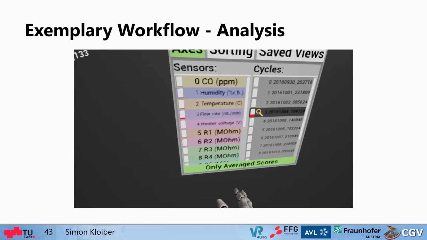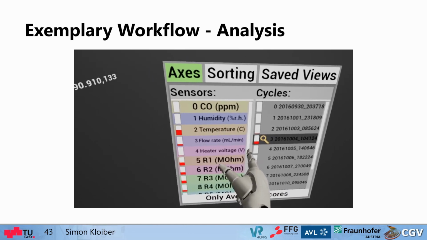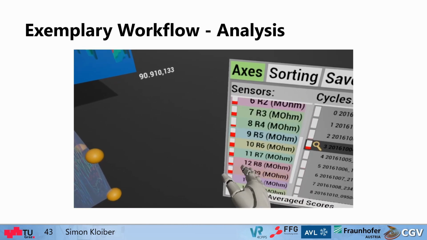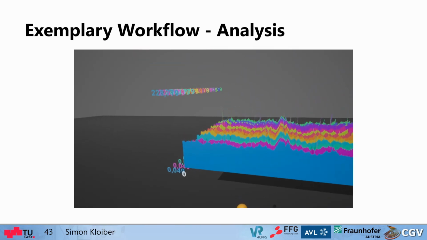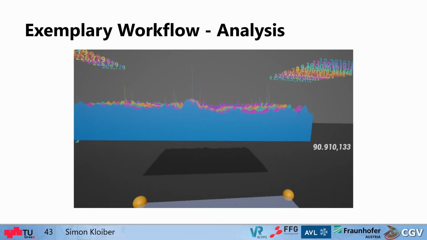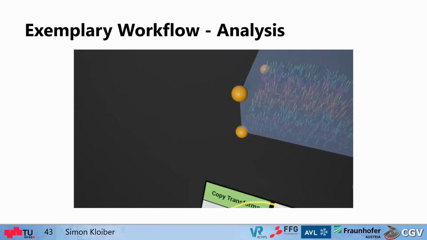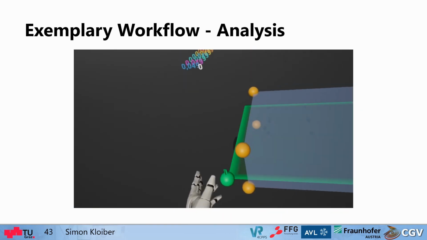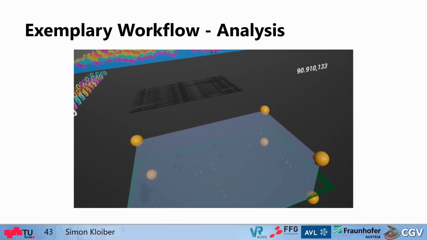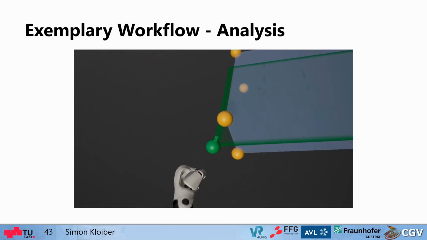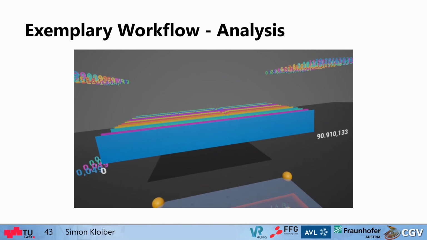By disabling the average scores, we can see which sensor of this cycle has a high anomaly. Let's look at sensor 11, for example. While we move it around, we can see to the left in the third row there seems to be a dip, so maybe this is an anomaly. We can use the clipping plane to look at the peaks, but also at the valleys of this sensor more closely. By simply rotating the clipping plane, we can reverse its direction.